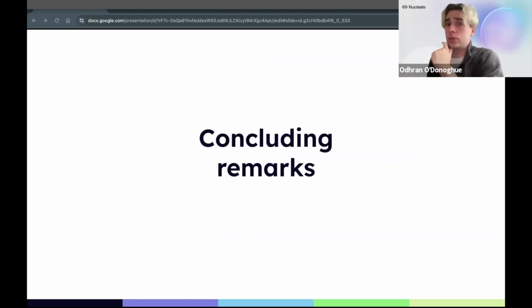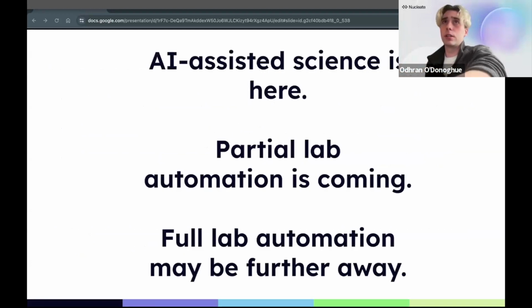I want to go now onto some very quick concluding remarks. Firstly, AI assisted science is here. You can use GPT to help you write experiments. Secondly, partial lab automation is coming. We have, in theory, all the technology there. There are enough of the components together, and particularly if general purpose robotics starts working, we can glue a lot of things together. Full lab automation, with these very precise, minute actions, or working with entirely new things that haven't been done before as new methods, is probably further away.